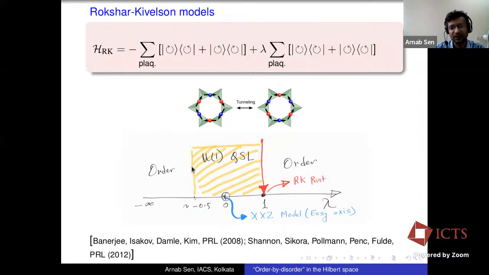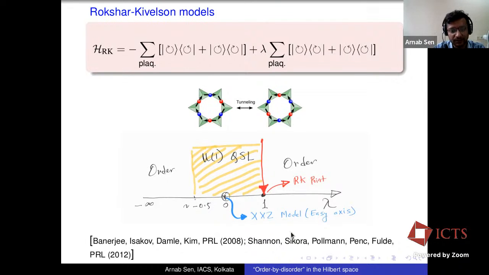For example, if you take this model in 3 dimensions, in particular on the diamond lattice, which is the dual to the pyrochlore lattice, then it's well known now that as you tune lambda, there are ordered phases, but there's also a very interesting disordered phase, which is basically a U1 quantum spin liquid. And in fact, some of the participants of this workshop have done very interesting work in this particular model and also the closely related XXZ model on the pyrochlore lattice.